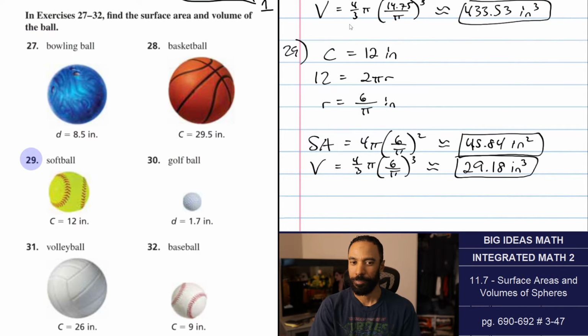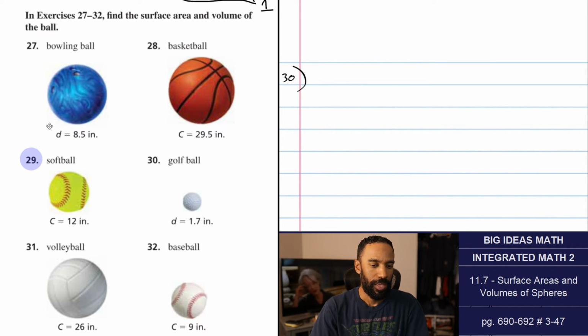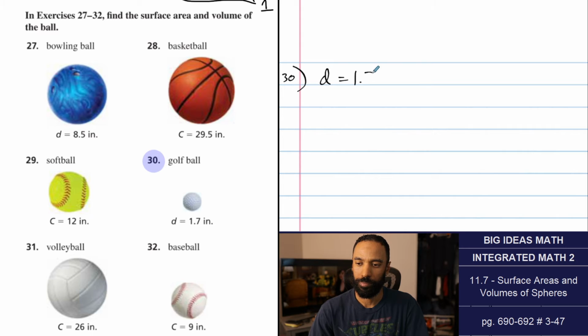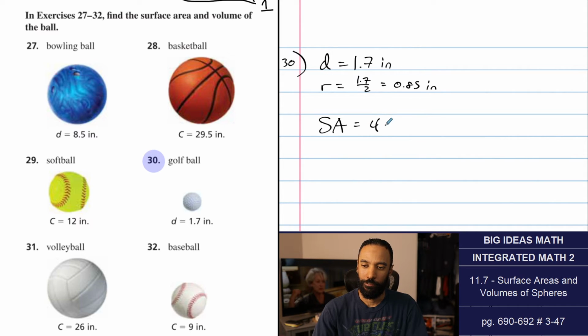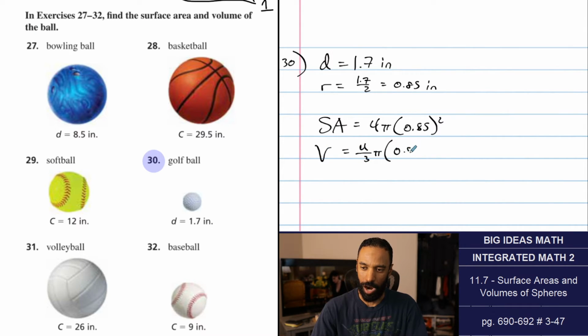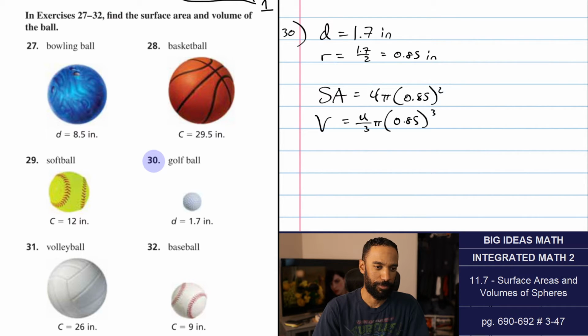All right, number 30, golf ball. Diameter is 1.7 inches, which can allow us to get the radius by dividing it by 2. So radius is 1.7 over 2, which is 0.85 inches. Very, very small. So surface area, 4 pi r squared, and volume, 4/3 pi r cubed. If you don't think you've gotten enough practice with volume and surface area, both spheres and hemispheres, you crazy. 0.85.